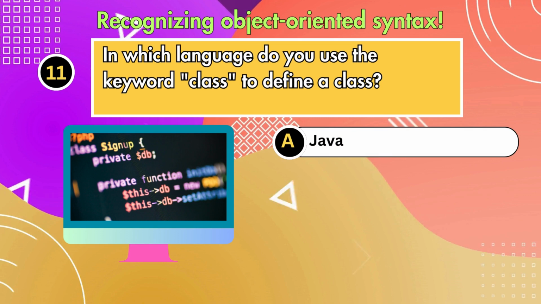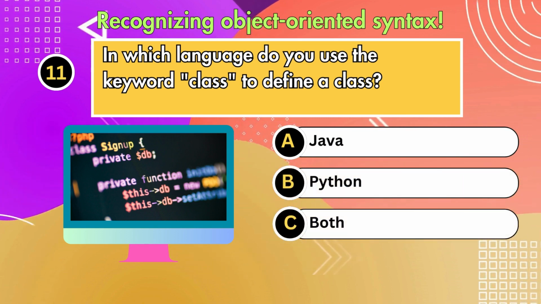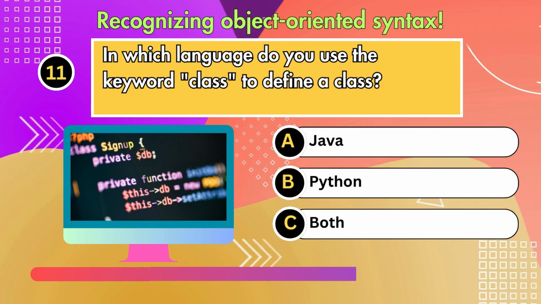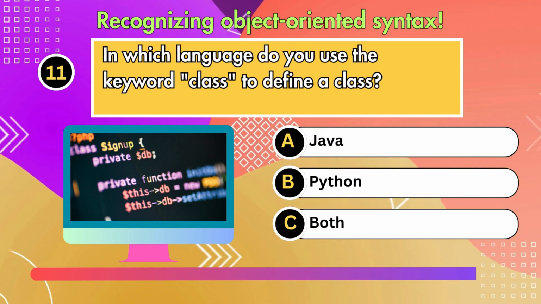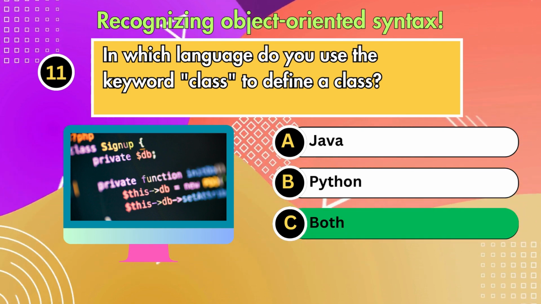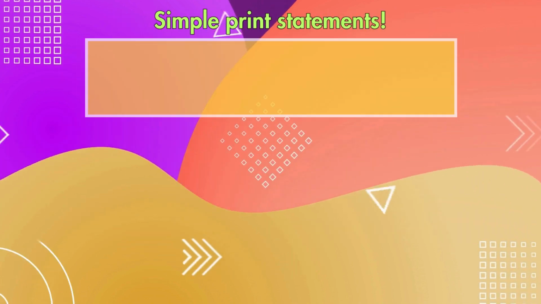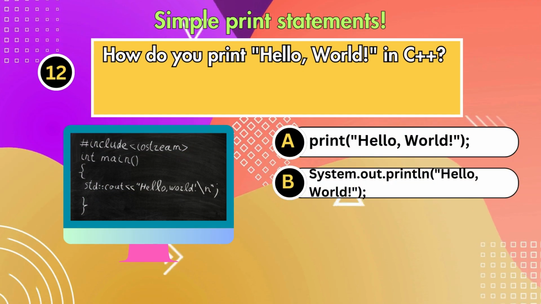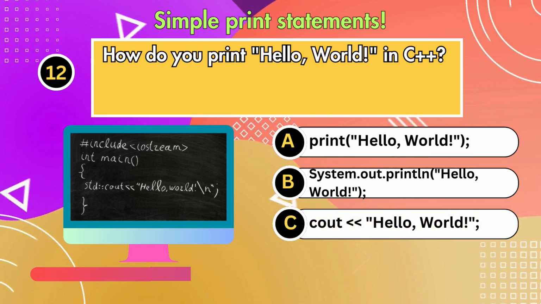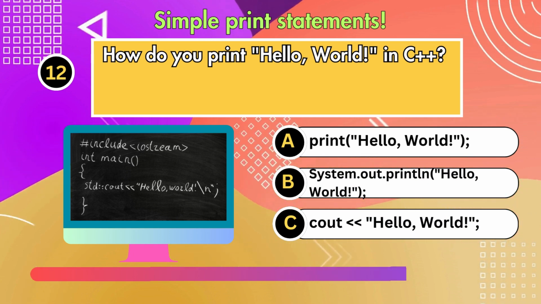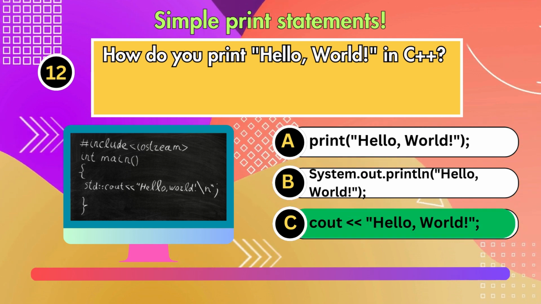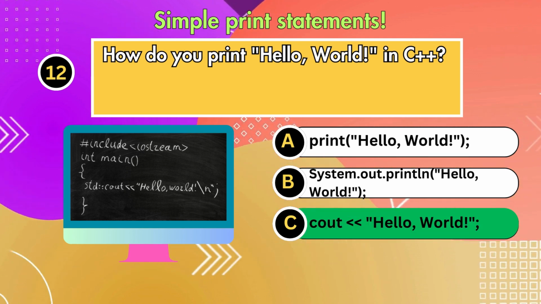In which language do you use the keyword class to define a class? Answer is both. How do you print "Hello, World" in C++? Answer is cout << "Hello, World".